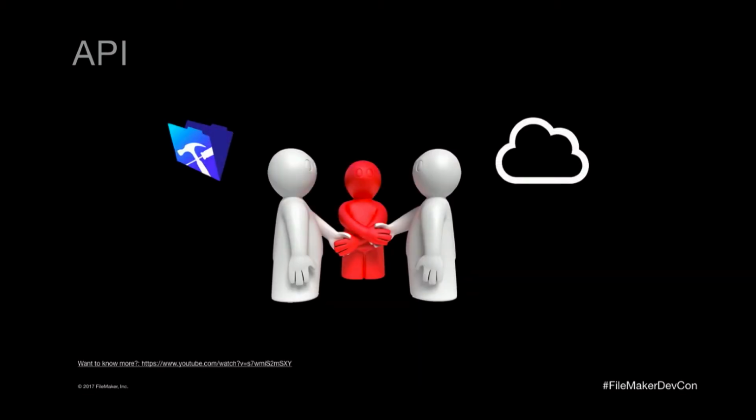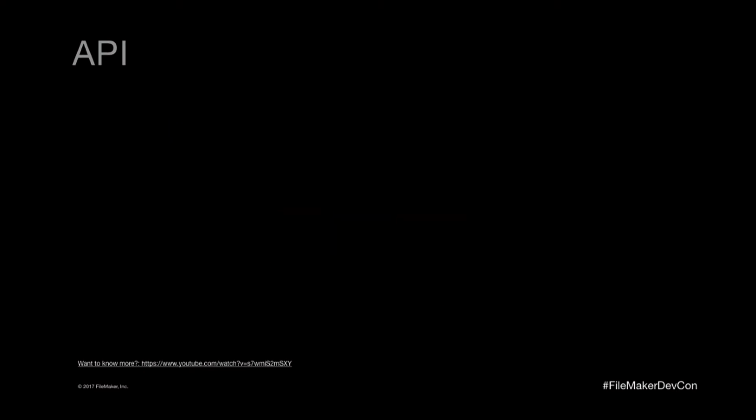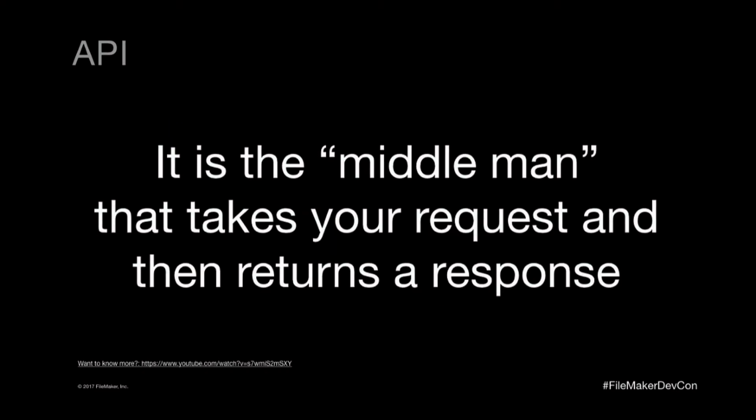This is what I think is an API. An API is the guy in red in between our FileMaker solution and our web app, okay? It's kind of a translator or an interpreter. He listens to what the FileMaker solution wants and tells the web app what they need in their language, most of it. So if we put it in a concept, an API is the middleman that takes your request and gives you a response. The keywords here are request and response.